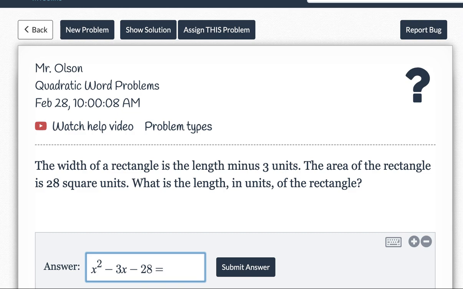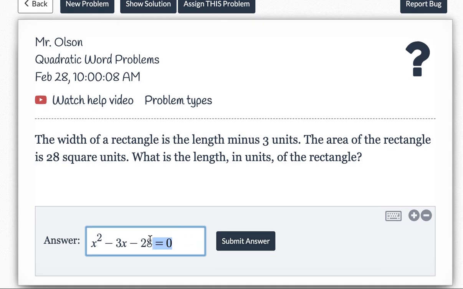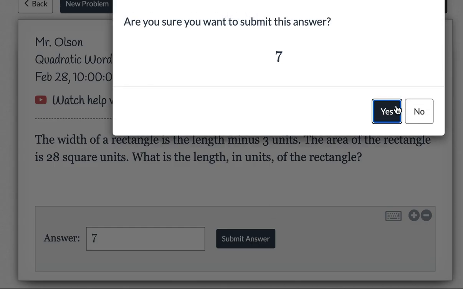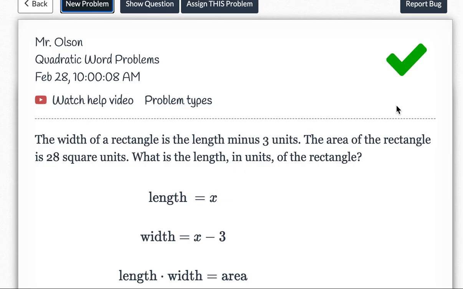And so that's a quadratic word problem that's set up like a quadratic. What two things multiply to make 28 that subtract to make 3? That's going to be 7 and 4. So it's going to be a minus 7 and a positive 4. The only solution that works then would be a positive 7, because you can't have a length of minus 3. So my actual answer for that is 7. 7 times 4 gives me 28. So there's my answer. Let's see if there's any issue with that, and there's not.